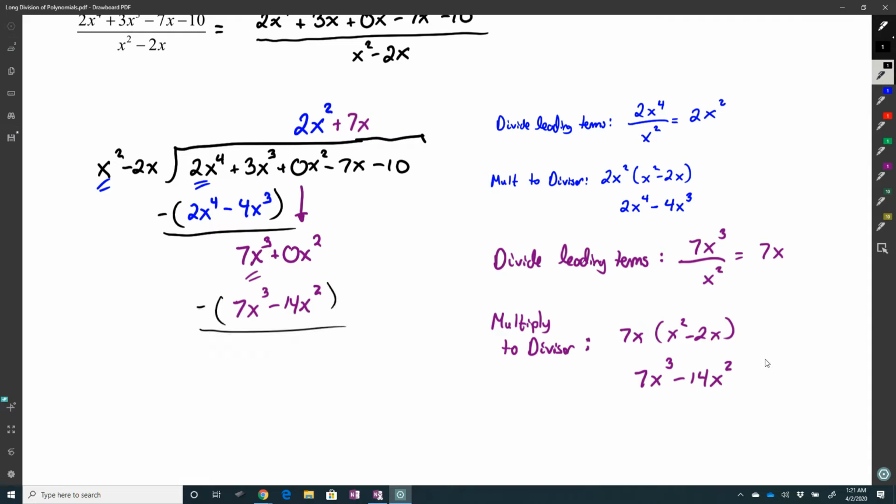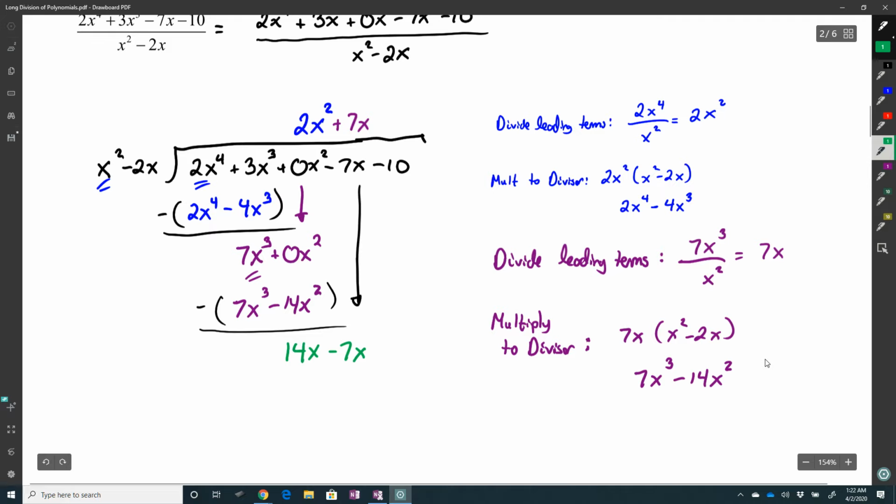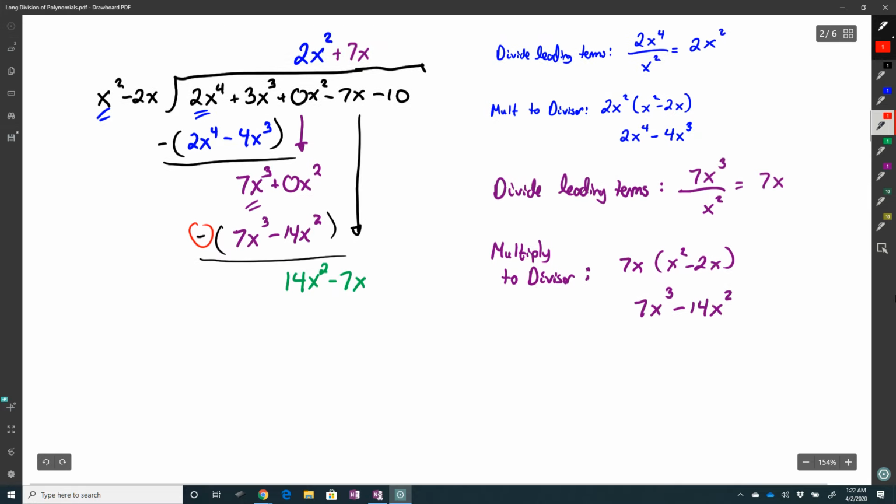7 minus 7 is 0. 0 minus negative 14 is positive 14x squared. And I bring down the next one. So I've done that one. Let me go to green. Okay. So be careful about that double negative. It's not minus 14x squared, it's positive 14x squared. So now we can go to the last step.